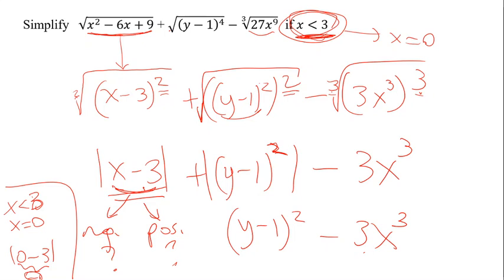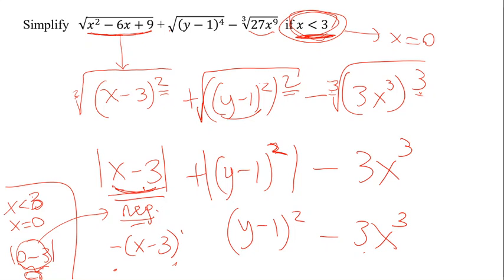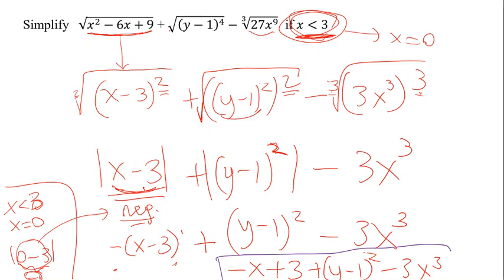It's negative. So when the inside is negative, one example is enough for it, the absolute value should be minus x plus 3. So this is the answer now. You can do the rest. So minus x plus 3 and y minus 1 squared minus 3x cubed. So this is the answer now. If you want to expand this one, you can expand or leave it as it is. Okay, thanks for watching.